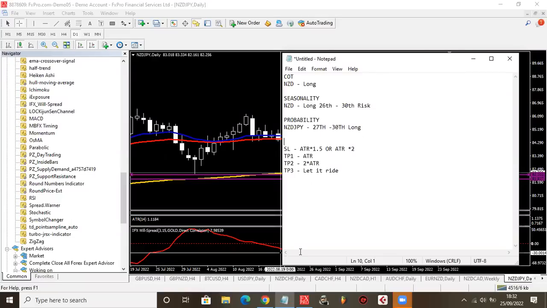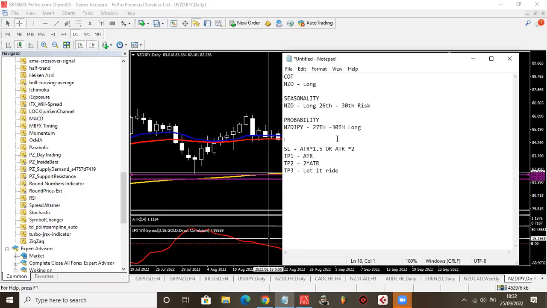Therefore, looking at this NZD JPY trade, I'm going to go in on the 27th, come out on the 30th, and this is how I'm going to position my stop loss and my take profit, right? And once that is done, that's it, literally.